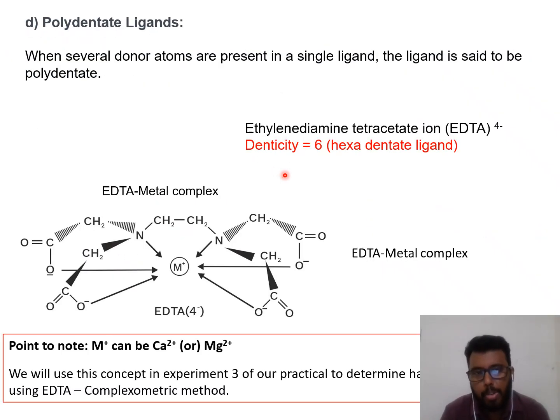Okay, monodentate over bidentate and polydentate. Poly means more than two. Several donor atoms are present in a single ligand. The best example would be ethylenediaminetetraacetate ion, EDTA.